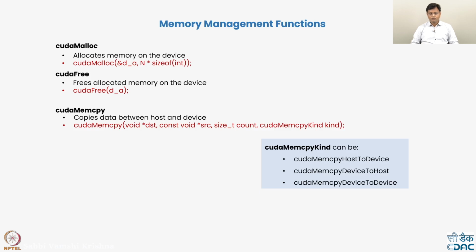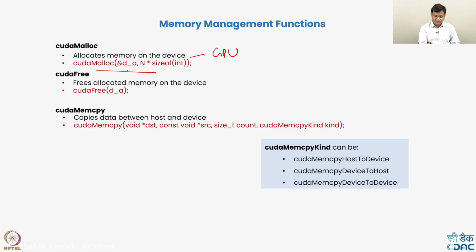Now, let us discuss the memory management functions. There are a few more management functions, but here I am explaining the three widely used ones. The first one is cudaMalloc. cudaMalloc basically allocates memory on the device. Whenever I talk about the device, that is the GPU. The red color content represents how this function has been declared.